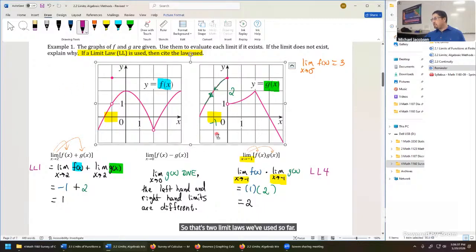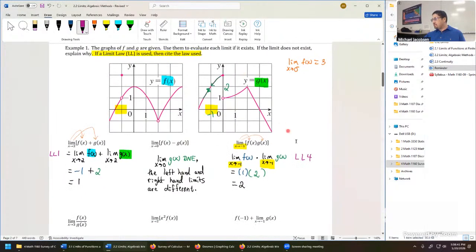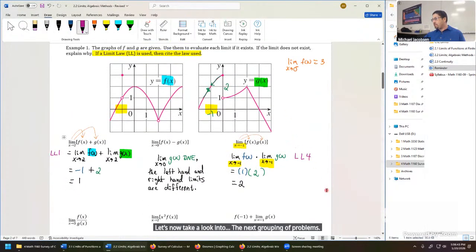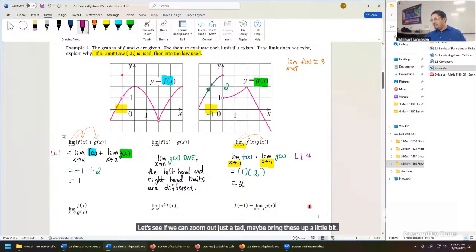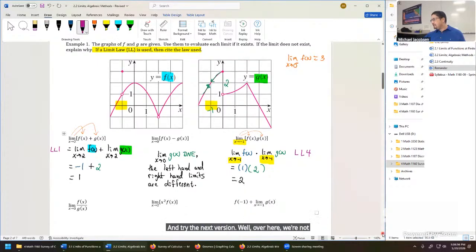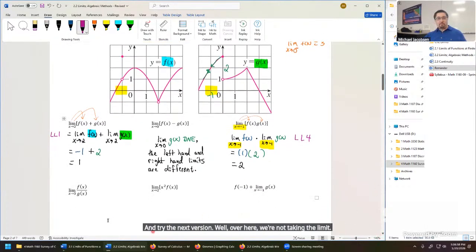Let's now take a look into the next grouping of problems. Let's see if we can zoom out just a tad, maybe bring these up a little bit, and try the next version. Well, over here, we're not taking the limit. Sorry, just trying to get more vertical space as x goes to 3.